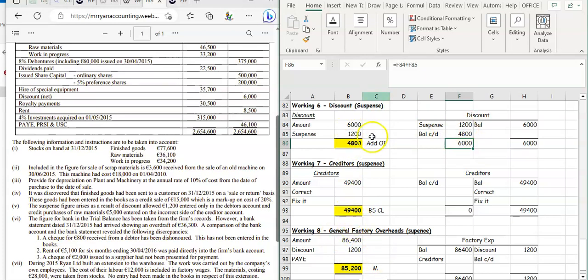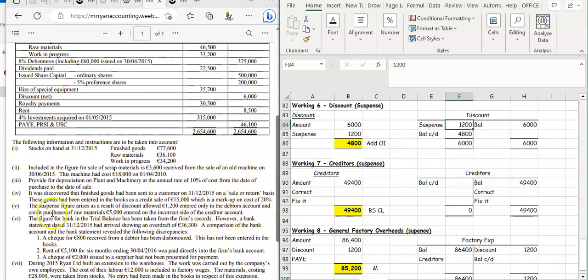So you can either do it with plus and minuses or using the T accounts. So for discount, remember this 1,200 is going to go in twice. It's going to go on the debit side of discount, and then it's going to go on the credit side of our factory expenses, because that's where the suspense is.